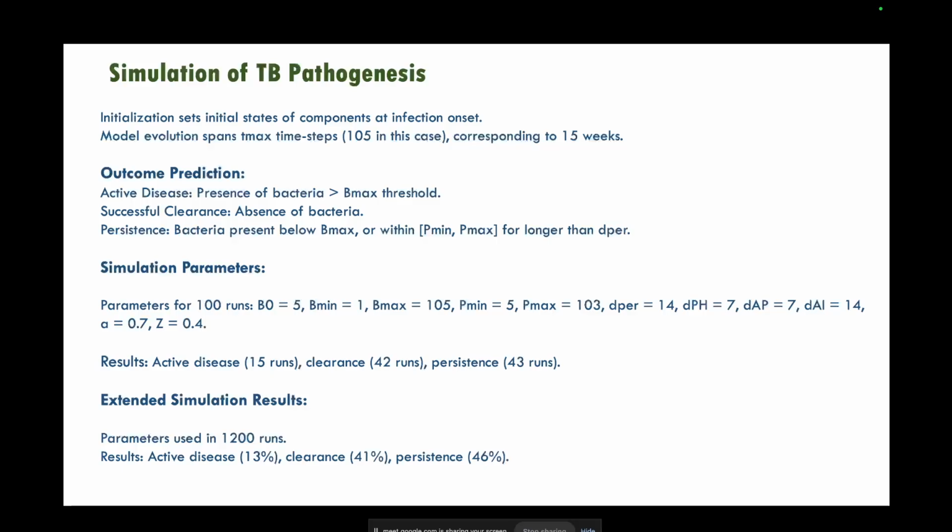Okay, so for simulation parameters for 100 runs, these are your parameters that are assumed from this table only. The result comes out as active disease for 15 runs, 42 runs for clearance, and 42 runs for persistence. If you do it for 1200 runs in an extended simulation, the percentage is almost similar. You have 13% active disease, 41% clearance, and 46% persistence.